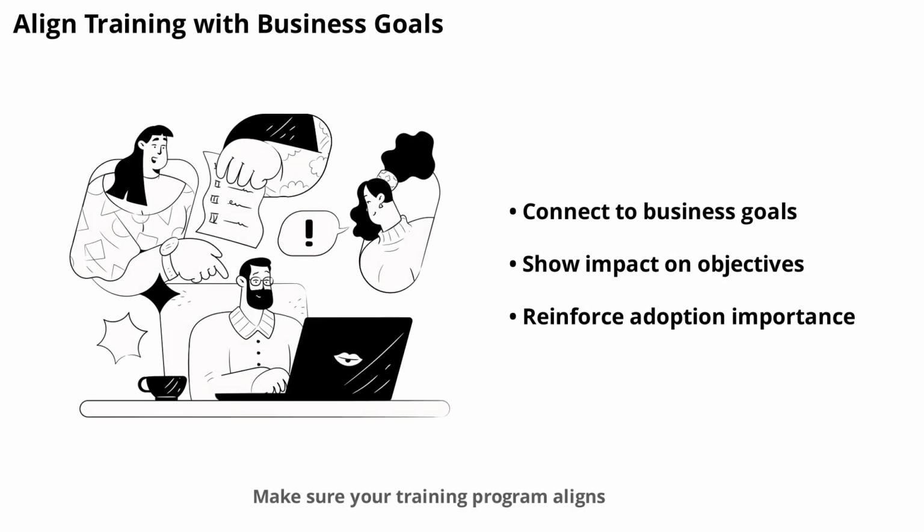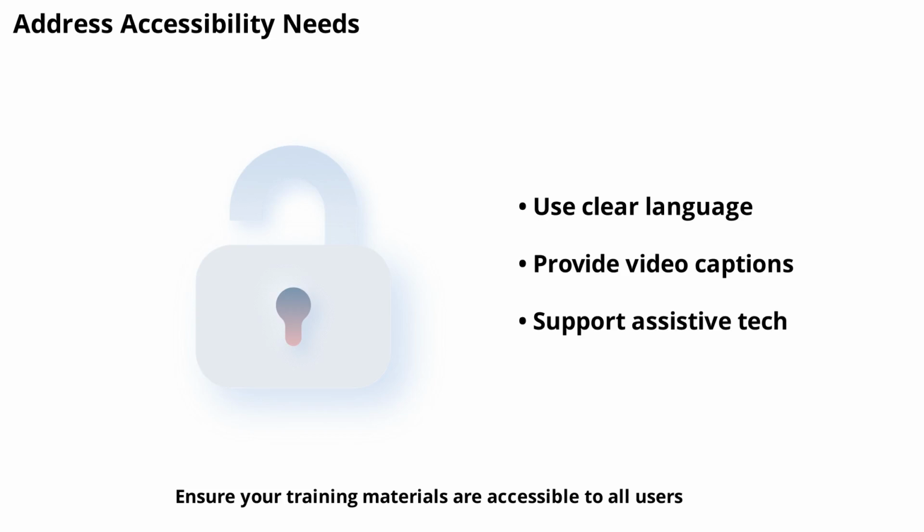Make sure your training program aligns with your organization's broader business goals. Show users how mastering the software contributes to team objectives, such as increasing engagement or improving customer service. This alignment reinforces the importance of adoption. Ensure your training materials are accessible to all users, including those with disabilities. Use clear language, provide captions for videos, and ensure compatibility with assistive technologies. This commitment to accessibility ensures everyone can participate fully.